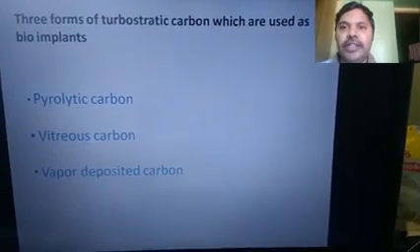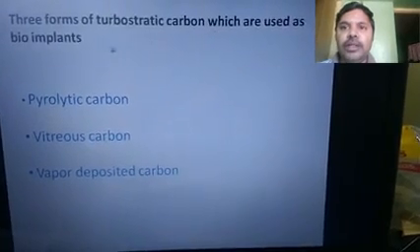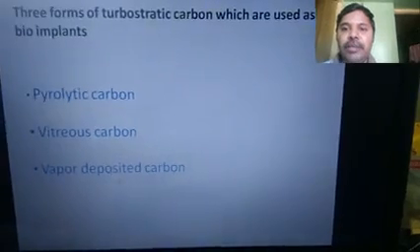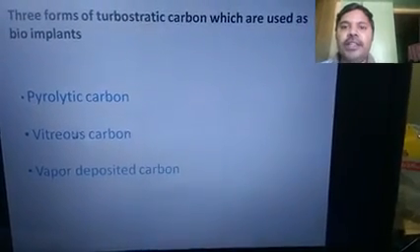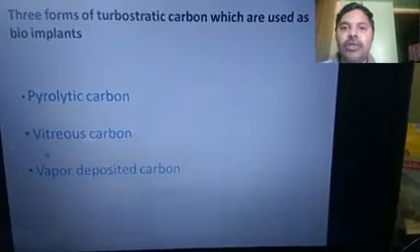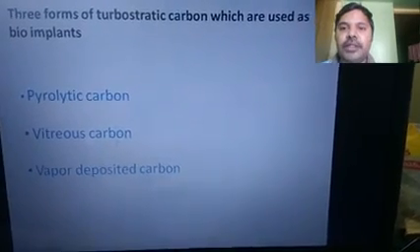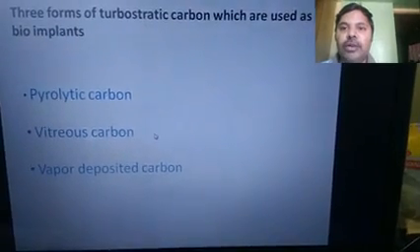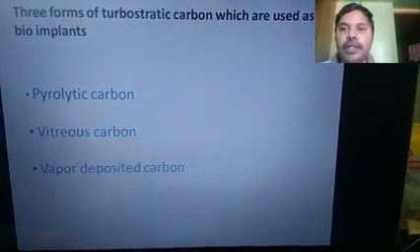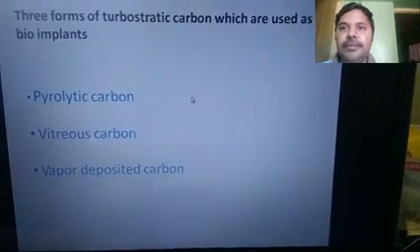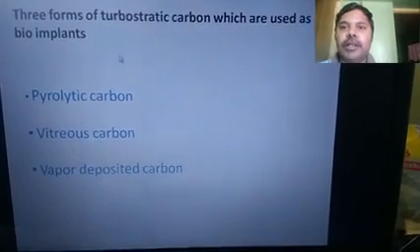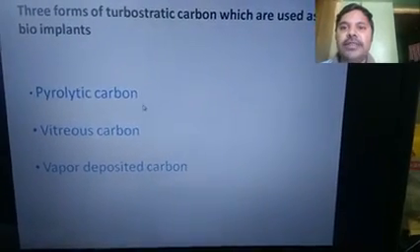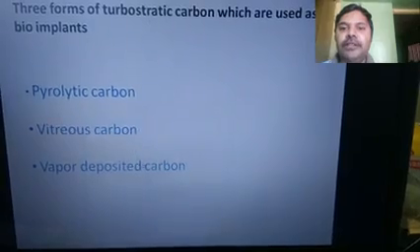Other than graphite and diamond, you have three types of turbostratic carbon: pyrolytic carbon, vitreous carbon, and vapor deposited carbon. You have to study in detail how pyrolytic carbon is prepared, how vitreous carbon is prepared, what are all its applications, and how vapor deposited carbon is prepared and its applications. So among the three different allotropes of carbon, diamond, graphite, and turbostratic carbon, turbostratic carbon is mostly used in medical devices. Turbostratic carbon is classified into three types: pyrolytic, vitreous, and vapor deposited carbon.